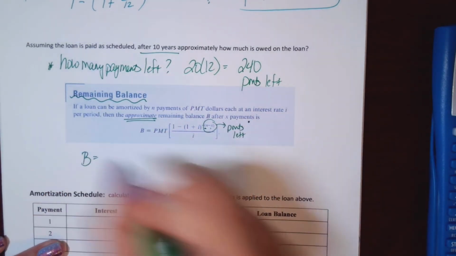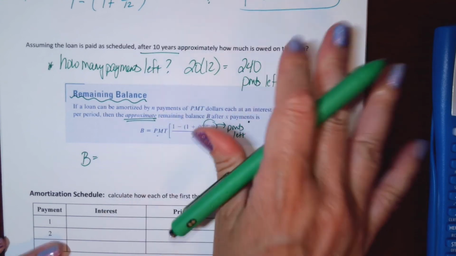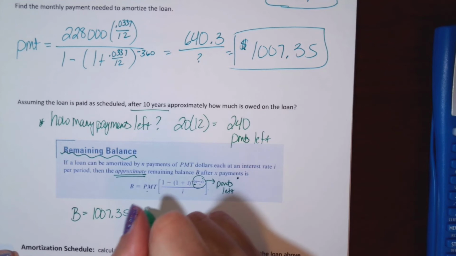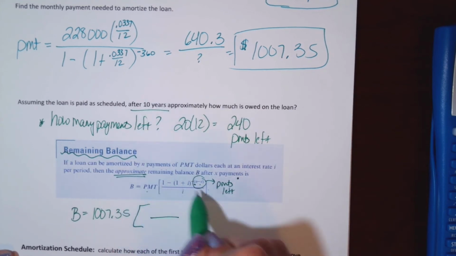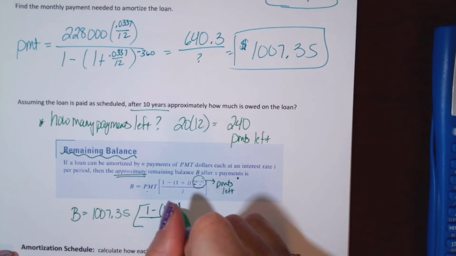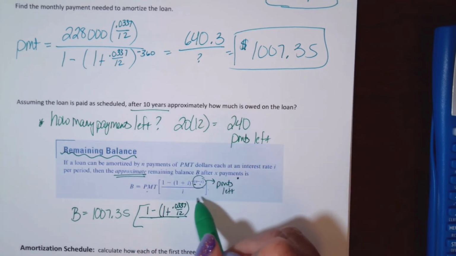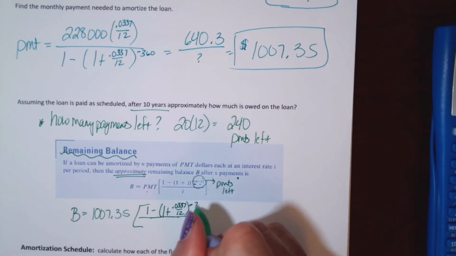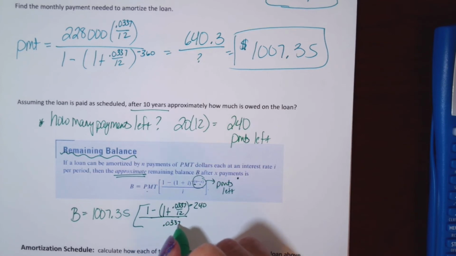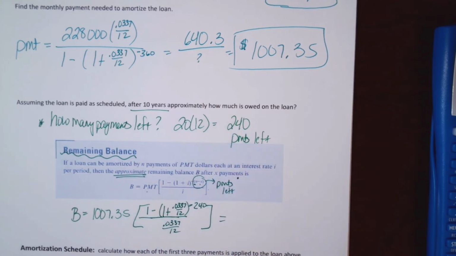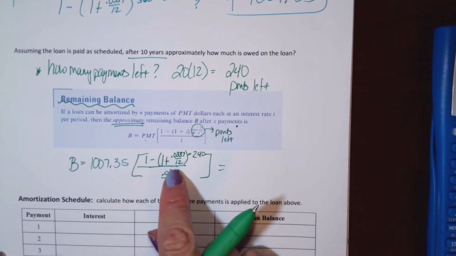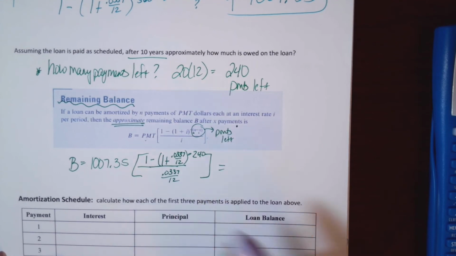So the balance remaining, I'm going to take my payment, well, we calculated our payment, times, and then inside parentheses, 1 minus 1 plus I. Well, we're using the same value for this particular loan. This exponent is now a negative 240 because that's how many payments are left, over I. And we've shown this calculation several times now, so you know how to work it out in your calculator.